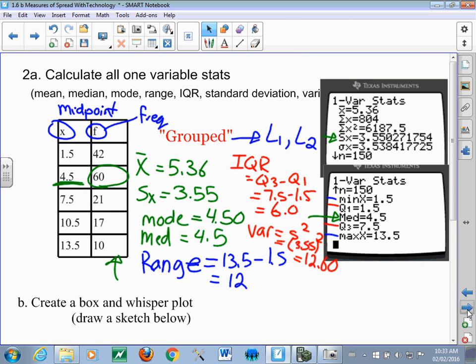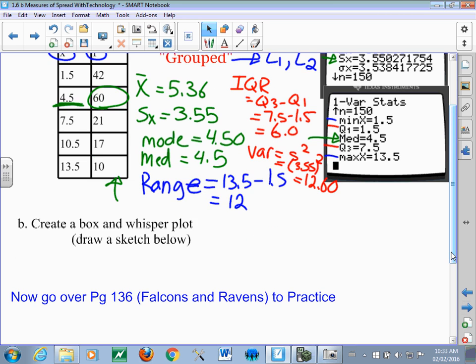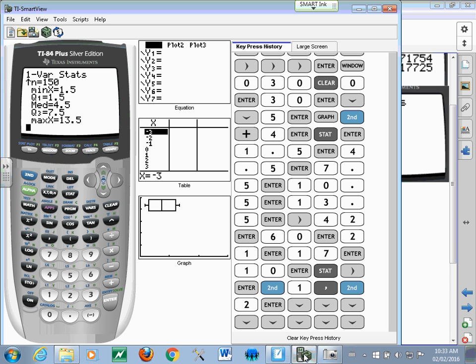We're okay. All right, so let's make sure we got everything on here. Do we have mean? Yes. Mode, median, range, yes. IQR, standard deviation, and variance. Good, we're good. Now to do your box and whisker plot, again, you have to go back to the calculator. Tell it to turn the plots on. So if you go second y equals, ours should still be on.